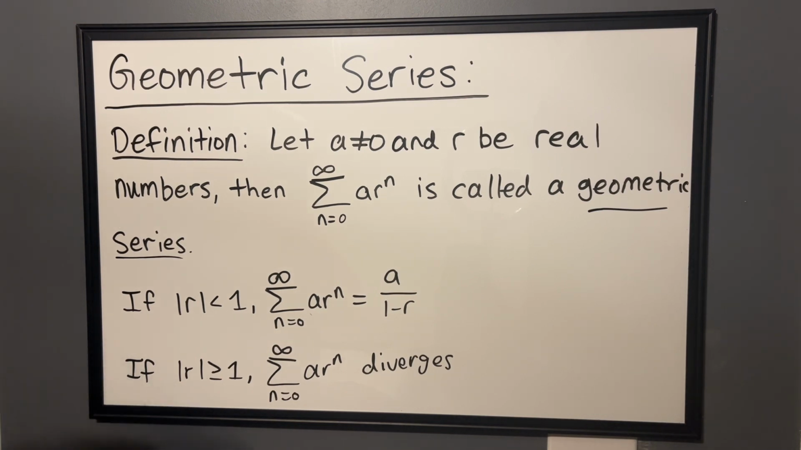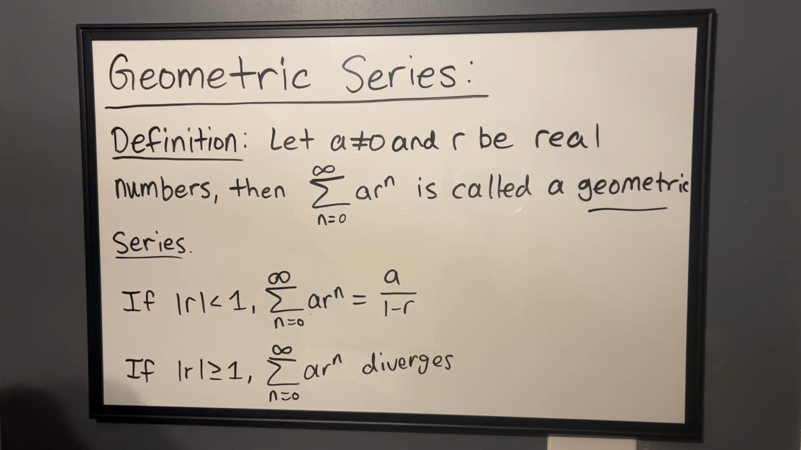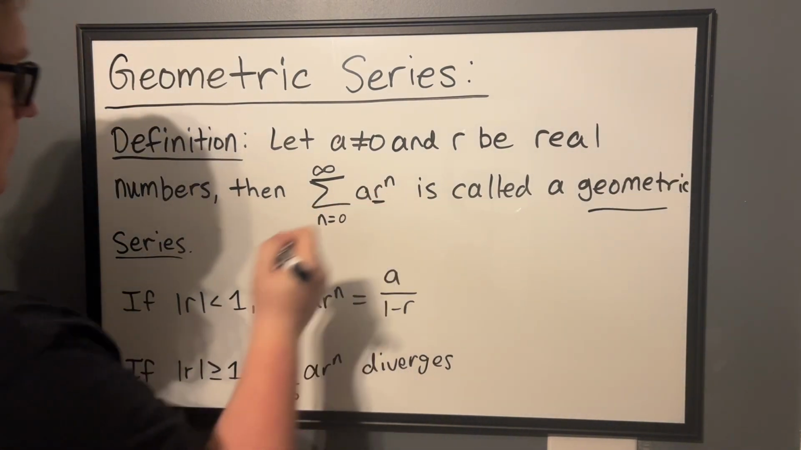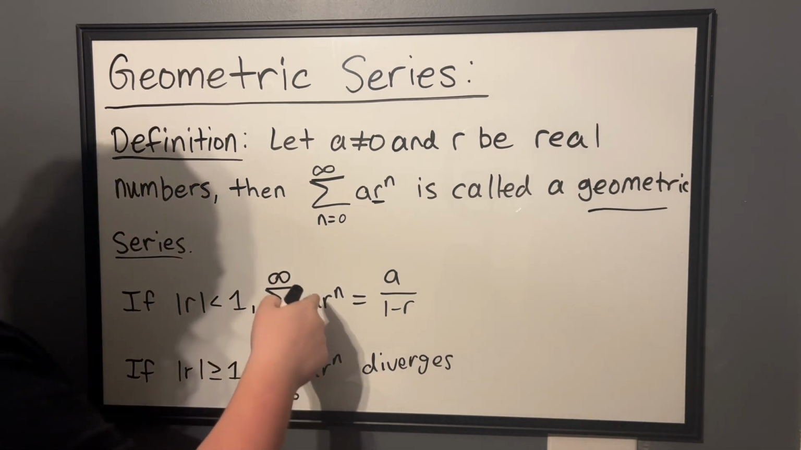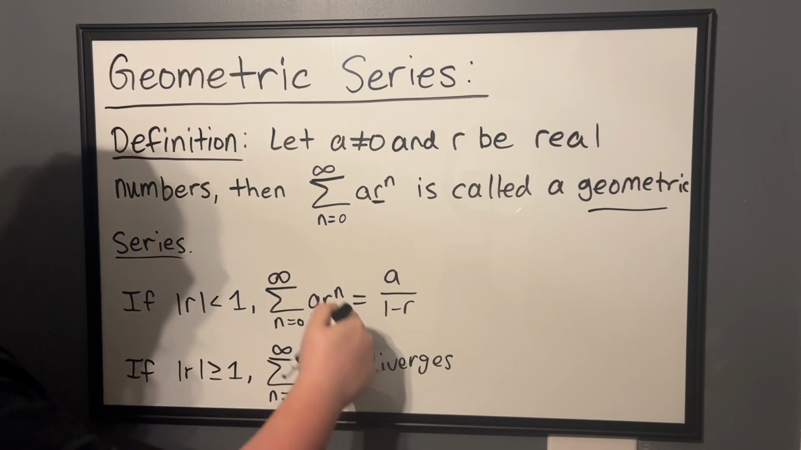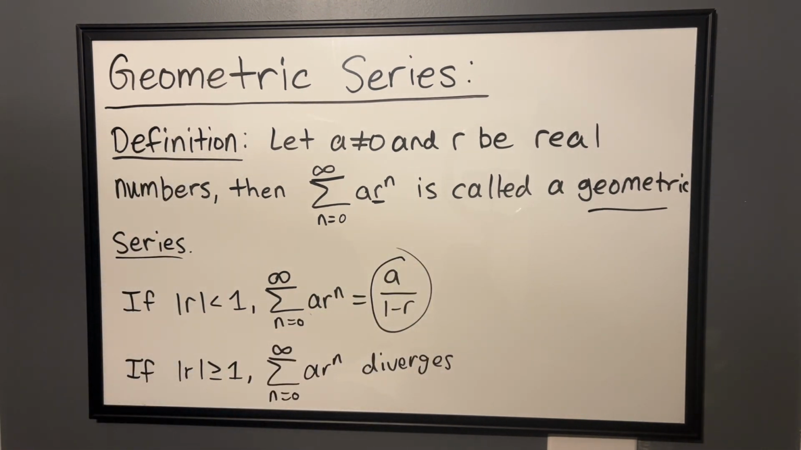Now there are a few cases to deal with. We look at the absolute value of r, and that's this number right here. Whatever that is, if the absolute value is less than 1, then this series will converge, and the convergence sum formula is a over 1 minus r. That's always the case. That is what it converges to every time.